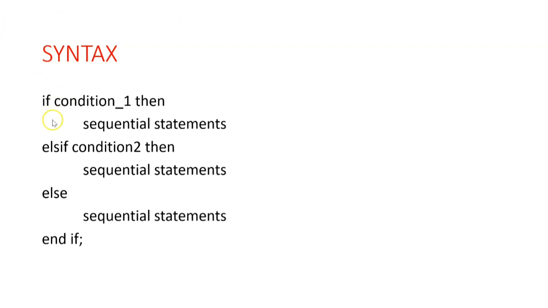There is a keyword if, then condition 1, then sequential statements, else if condition 2, then sequential statements, else sequential statements, end if. So in between you put else if. For the last clause you put else. Then you have to also end the if. This if you can also use in the process statement. Inside the process statement also you can use the if.